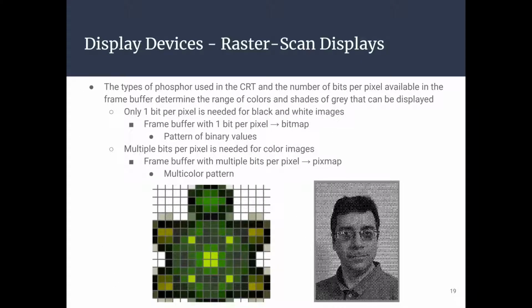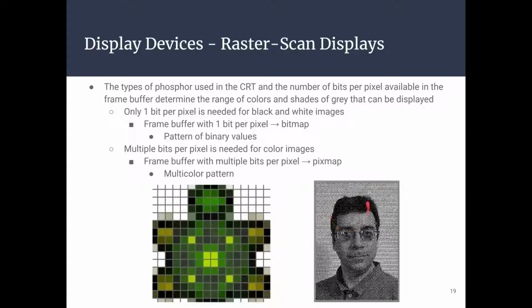The type of phosphor that's used in the CRT and the number of bits per pixel available in the frame buffer actually determine the range of colors and shades of gray that can be displayed on the monitor for a raster scan display. For black and white images, you only need 1 bit per pixel. And these frame buffers that have 1 bit per pixel are called bitmaps. And these bitmaps are basically just patterns of binary values.